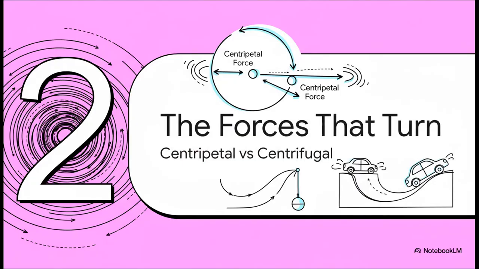Okay, so if we've established that an object in a circle is always accelerating, well, Newton's second law tells us that an acceleration has to be caused by a force, right? So there must be some kind of net force making it happen. Let's dive in and look at the forces that actually make things turn.